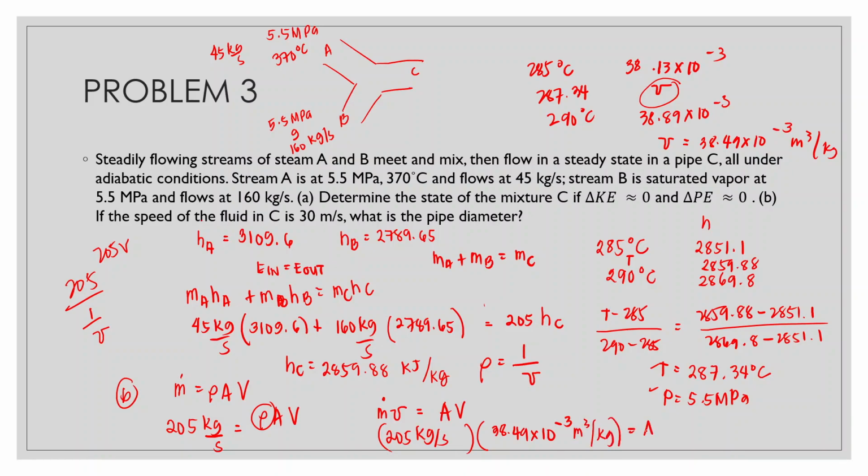Okay? And then area times velocity na 30 meters per second. Ang lalabas po na area natin ay 0.2630 meters squared. Okay? Pero ang hinahanap is pipe diameter. So, para makuha natin si pipe diameter, area is equal to pi d squared over 4. So, this is equivalent sa 0.2630 meters squared. So, ang lalabas na diameter po natin ay nasa 0.5787 meters.